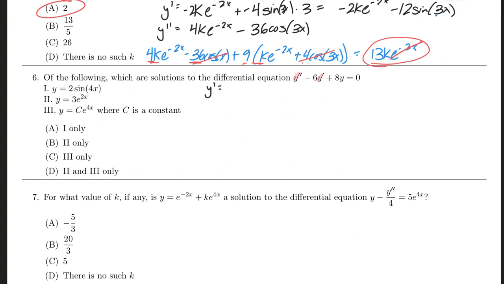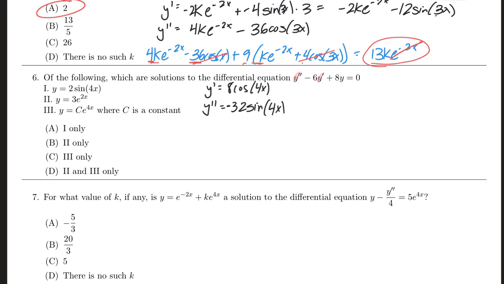The first one, the derivative of sine is cosine. It's going to be 8 cosine of 4x. Remember, we're going to do the chain rule with that 4x on the inside. And the second derivative is going to be negative sine. 8 times 4 is 32. Is that right? 32. Oh, it's negative because it's going from cosine to negative sine. So that's our first equation.